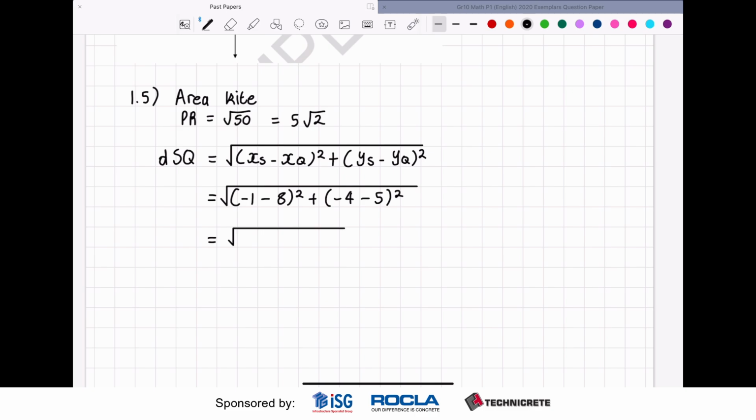And minus 1 minus 8 is 9. So this is 9 squared, which is 81, plus 9 squared again, and then we have 81 plus 81, which is 162, and the square root of 162 we get to be 9 root 2.